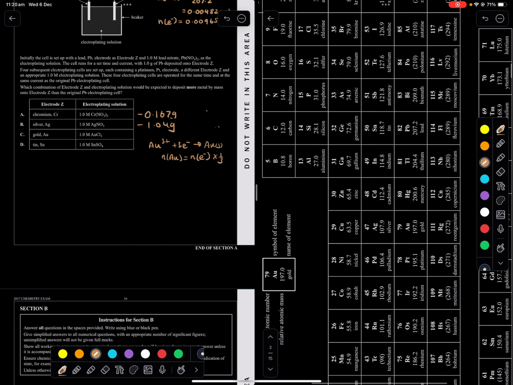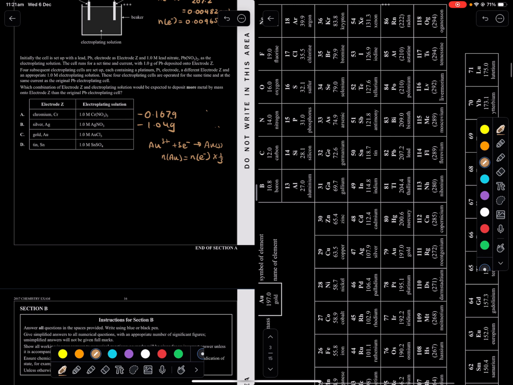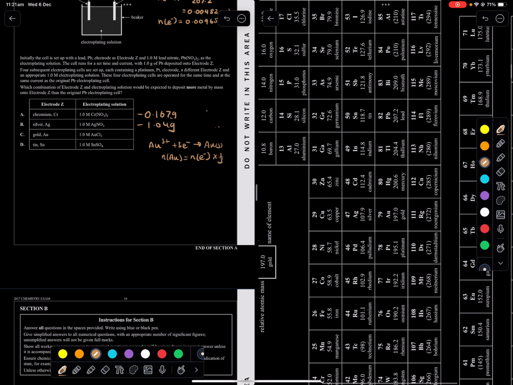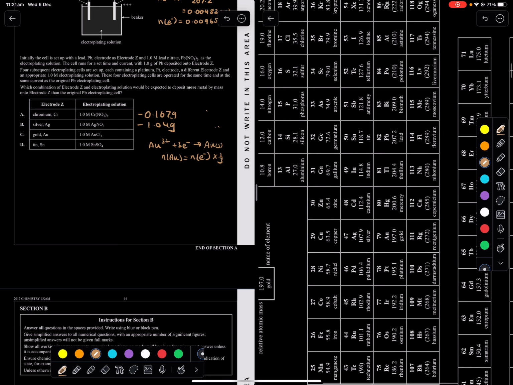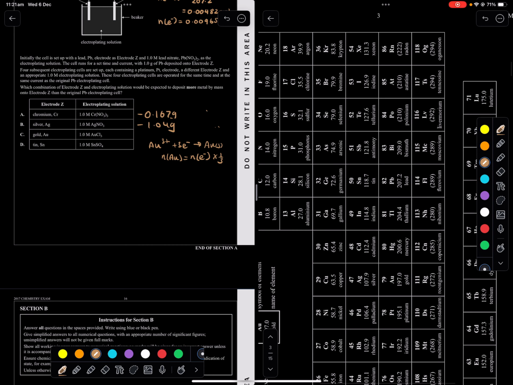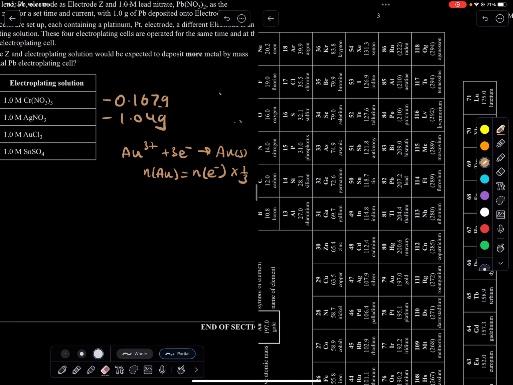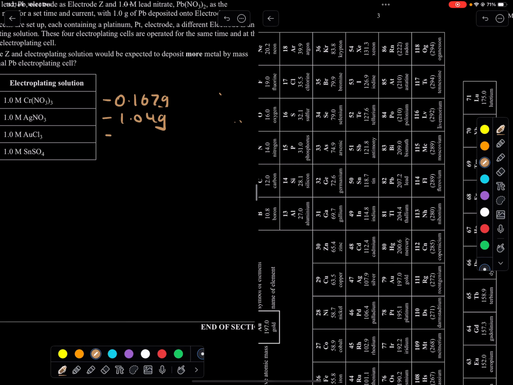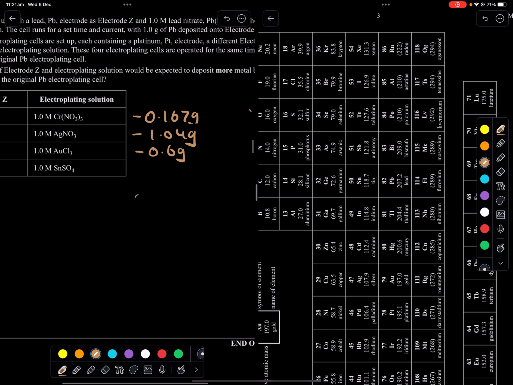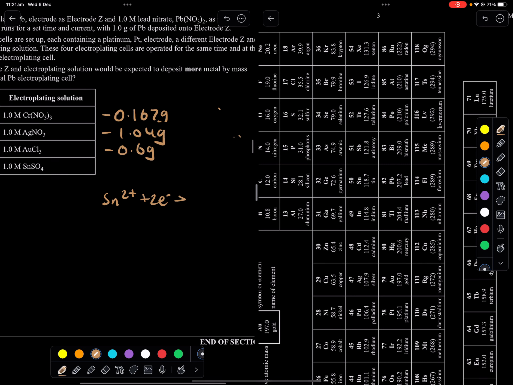I'm doing this on my calculator. I hope you guys understand. I know it's a lot. It's a very tedious calculation, but I just want to show you how to do the question. Normally you can go quicker. So Au is 197, and that gives me a mass of 0.6 grams pretty much.